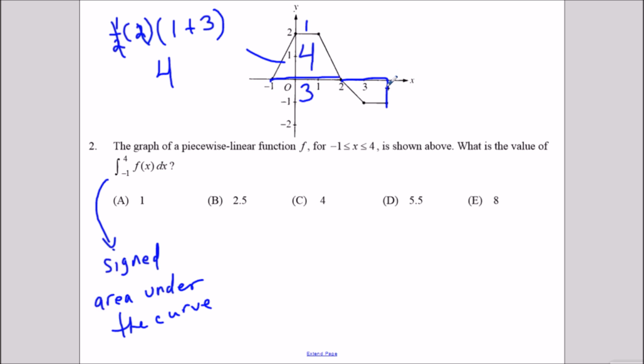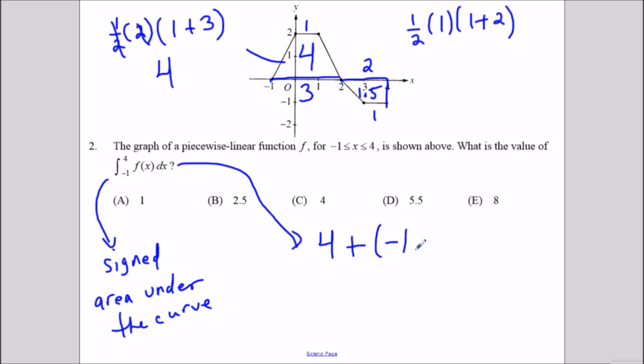To find the second trapezoid here, because we're going from negative 1 to 4, this is telling us where to start and stop. This base is going to be 2, this base is 1, and the height is equal to 1. So we're going to have 1/2 times 1 times 1 plus 2, and half of 3 is equal to 1.5. So to simplify this question here, if we want to find the value of this definite integral, we're going to have positive 4 plus negative 1.5. And this works out to 2.5.